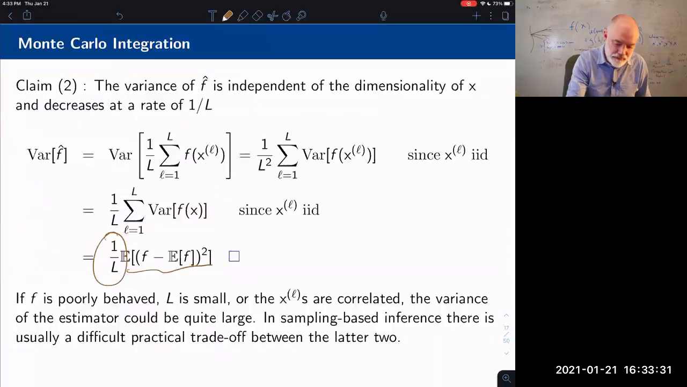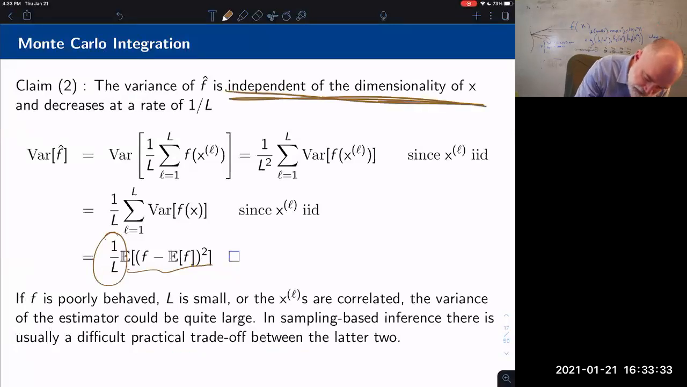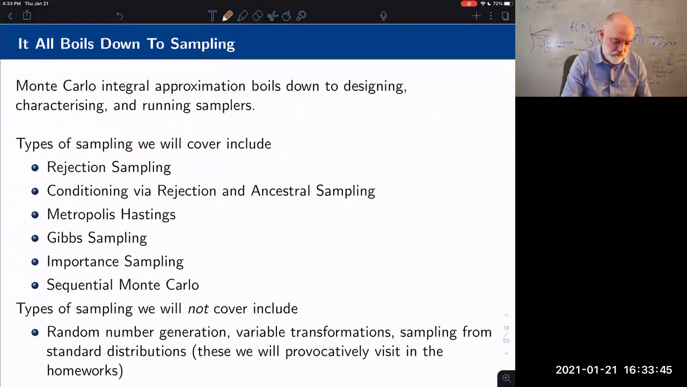The really important thing is this part. It's independent of the dimensionality of x, and that's really, really critical. So we can deal with very, very large models, very large parameter spaces, and integrate over them effectively, even though they're big. So it all boils down to sampling.